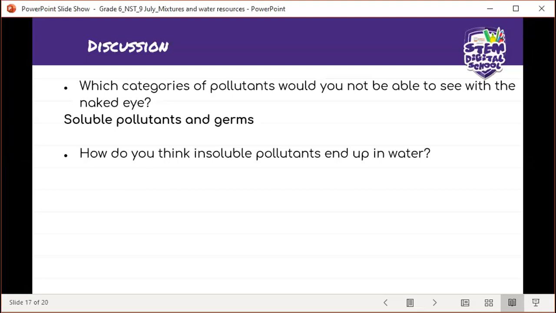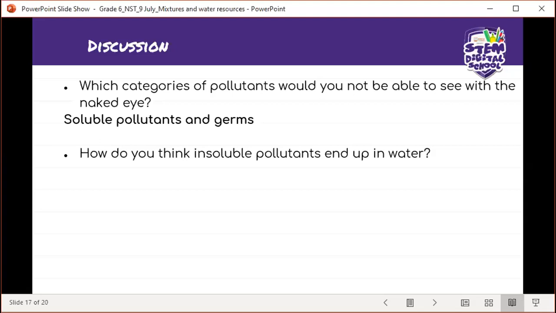Next question: how do you think insoluble pollutants end up in water? How do these tires, the plastic bottles, the oil, and so on end up in water? Okay, Aweti says people throw them in there like it's a bin. So I believe you're saying that people throw these insoluble pollutants in the water.